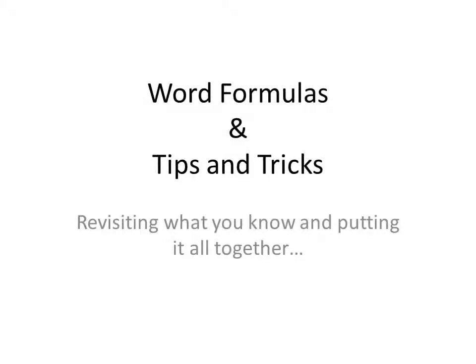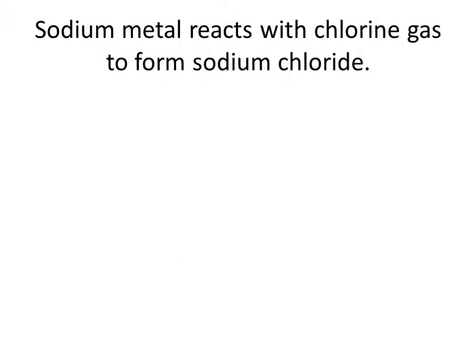What we're going to look at now is word formulas, and then I'm going to give you a couple tips and tricks on how to make balancing a little bit easier. So what we start with is a word formula. You'll notice that everything is written out in words, and if we read it, sodium metal reacts with chlorine gas to form sodium chloride. All we're going to do is take each set of words and turn them into their formula counterparts.